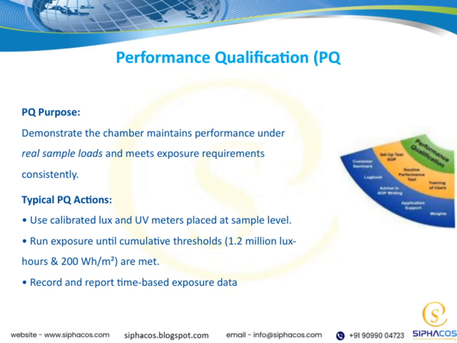For typical PQ actions, we start by using calibrated lux and UV meters. These are placed right at sample level to get precise measurements of the light and UV exposure the samples would receive. We then run the exposure process until we reach specific cumulative thresholds, which are 1.2 million lux hours and 200 watt-hours per square meter. These values help ensure we're delivering the right amount of exposure over time.